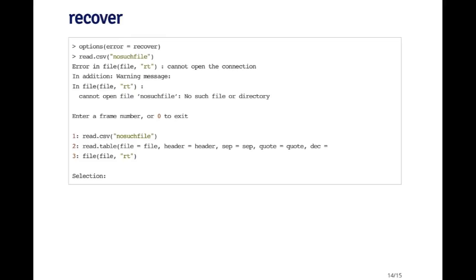So you can press a number, 1, 2, 3, and then browse the environment of that function. If I want to see what was going on in read.csv, I could press 1 here, and it would show me the environment in read.csv. Then I can break out of that and look at the environment for read.table, et cetera. If you have a very long function call stack, you can jump back and forth to see what was going on at each function call to pinpoint where the problem occurs.